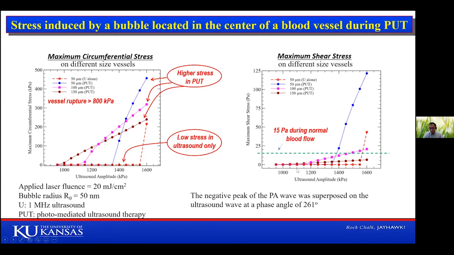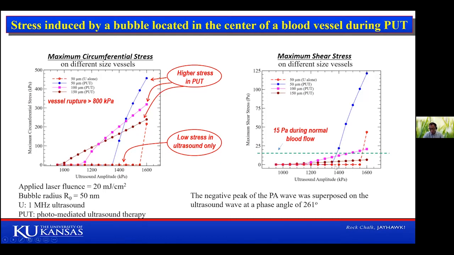On the other hand, looking at the maximum shear stress, again when you have laser plus ultrasound together, we do see enhanced shear stress. But the shear stress here, this green line, is 15 pascals, which is that of normal blood flow. So if the bubble is in the center, the produced shear stress usually does not really exceed the shear stress produced by normal blood flow.